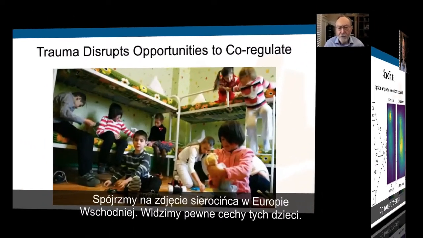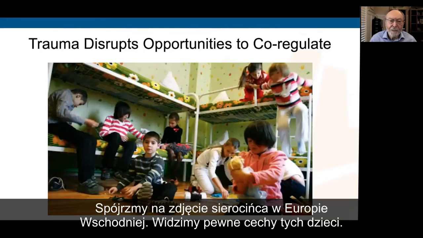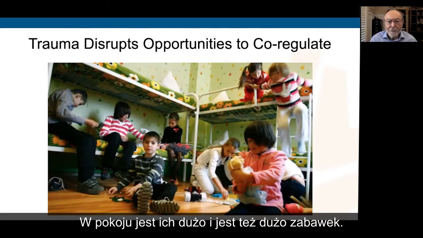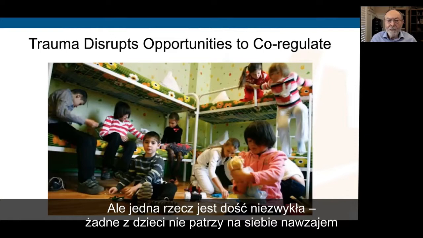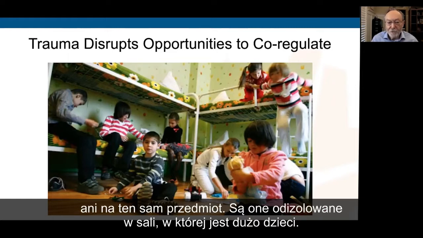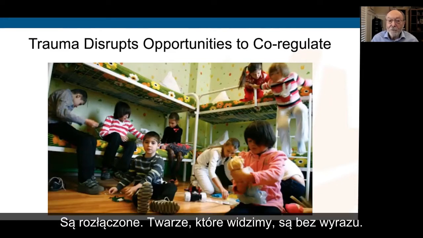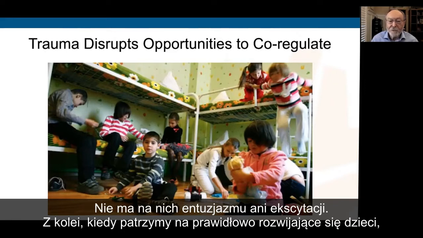Look at this picture. This is a picture of an orphanage in Eastern Europe. We can see certain features of these children. There are lots of children in the room, and there are lots of toys. But one thing is quite unusual. No two children are looking at each other or looking at the same object. They are isolated in a room of many children. They're disconnected. And the faces that you see are flat faces. There's no sense of exuberance or excitement.